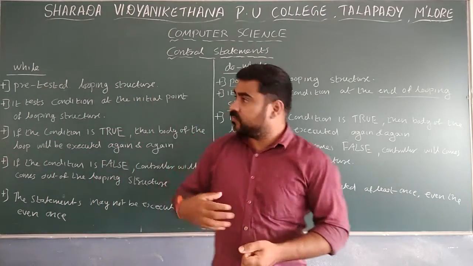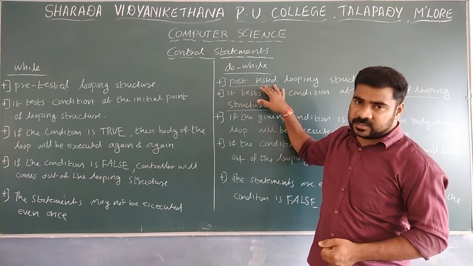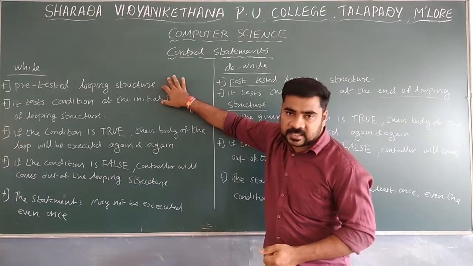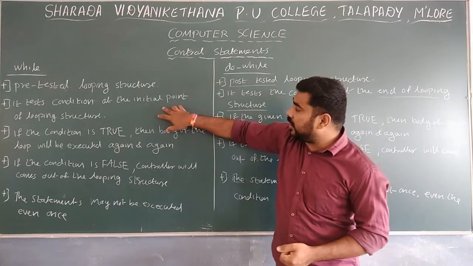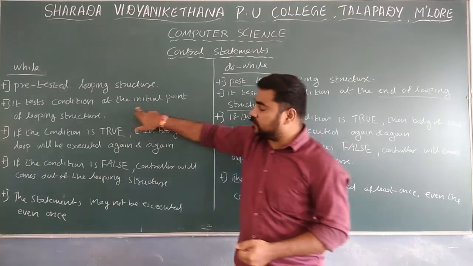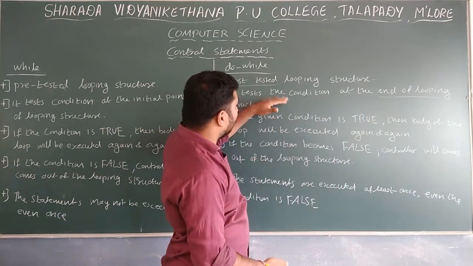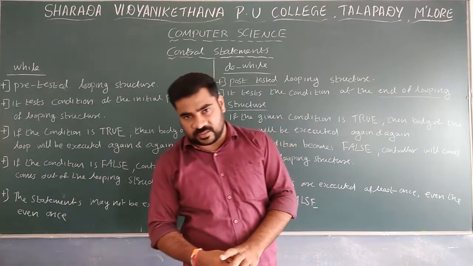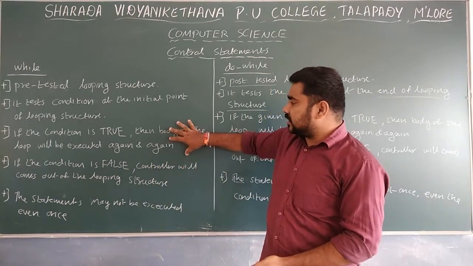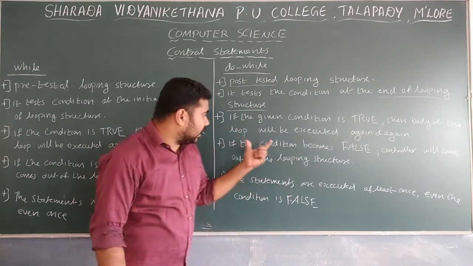So these are mainly while and do-while. What is the main difference? While is pre-tested, do-while is post-tested. In while, the condition is tested at the initial point. In do-while, the condition is tested at the end of the looping structure. That's the main difference. If the condition is true, the body of the loop will be executed again and again in while loop, and in do-while also the same thing.